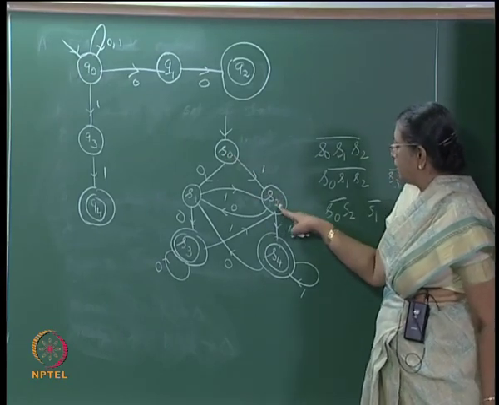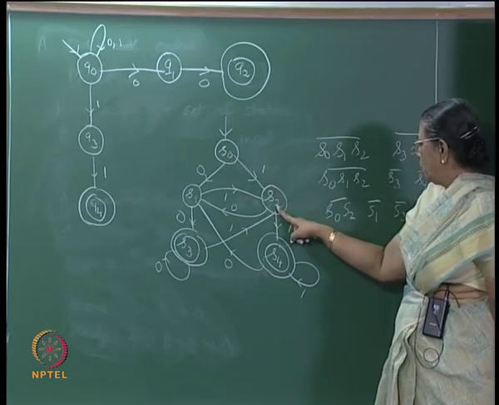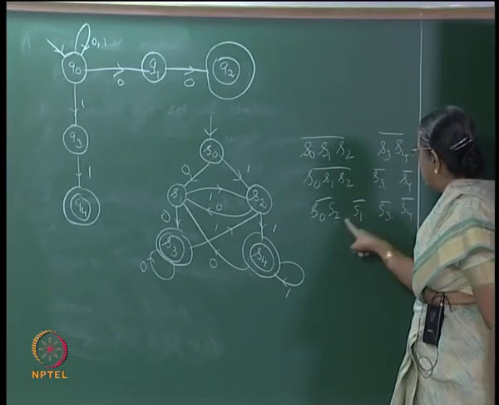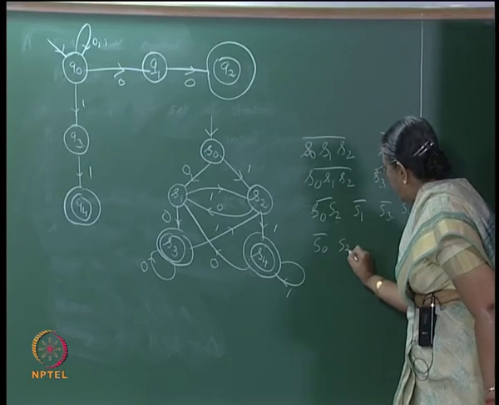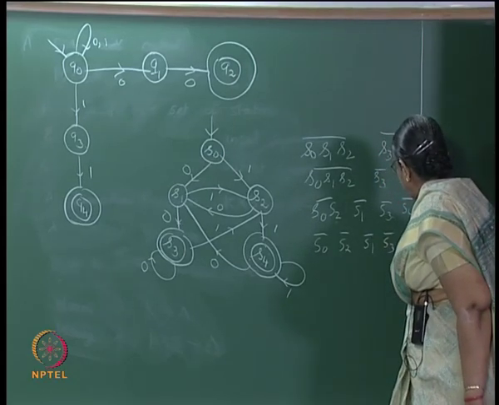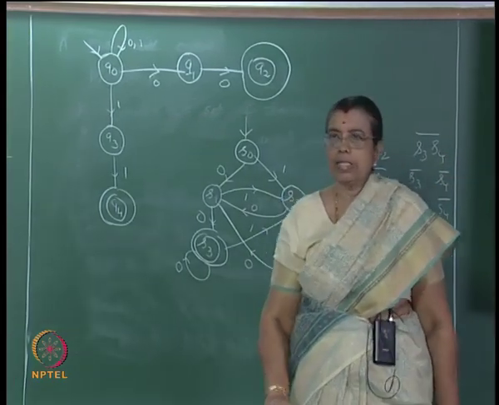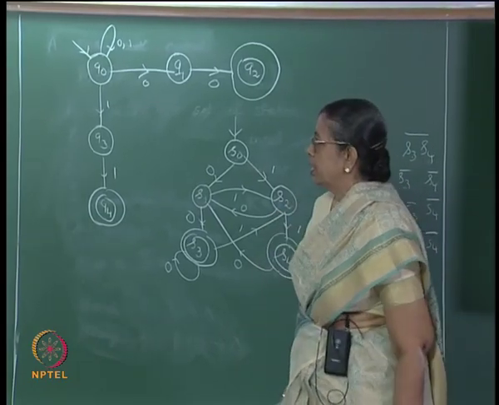What are the 1 successors? The 1 successor of S0 is S2, the 1 successor of S2 is S4. They are in different blocks. So, this again will be split and you will get it like this. So, this is the minimum state automaton. You cannot have a deterministic automaton with fewer states.